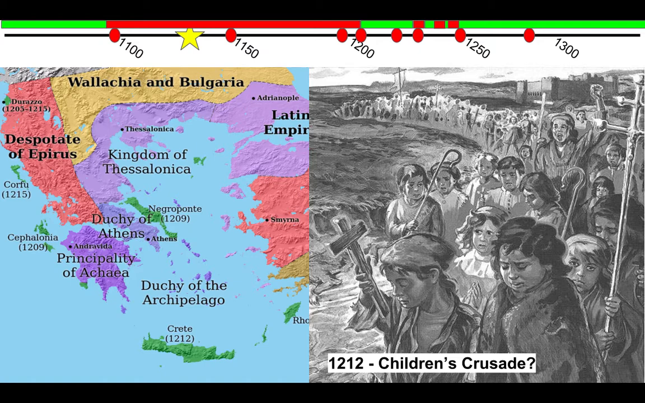And so then they go on this march from Western Europe on their way to the Holy Land, and they don't make it. Tens of thousands of children. They don't make it to the Holy Land. Some of them die of starvation. Some of them get sold into slavery.